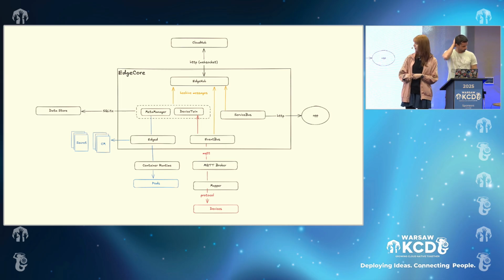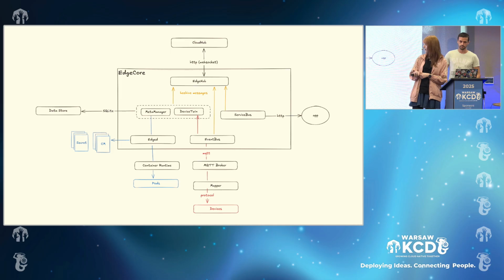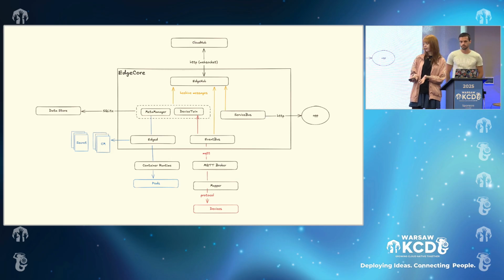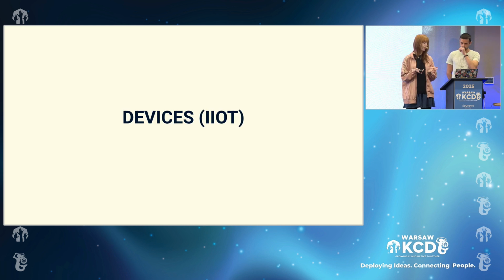And you can also see the container runtime here, which is in charge of the lifecycle of pods, as you've heard. And you can see at the bottom there is the mapper, which translates between MQTT and some device-specific protocols. All of this taken together, all of these components will allow edge nodes to keep running workloads and manage devices, even when the connection to the cloud is unreliable. Let's talk about devices.